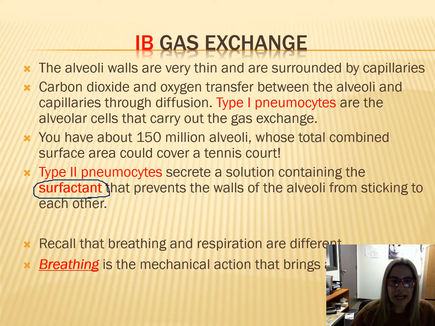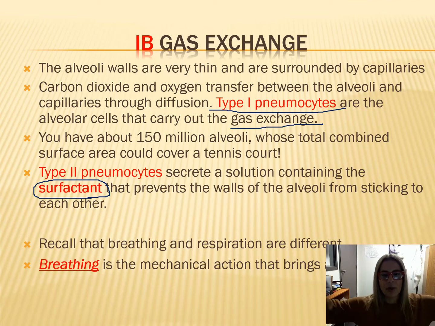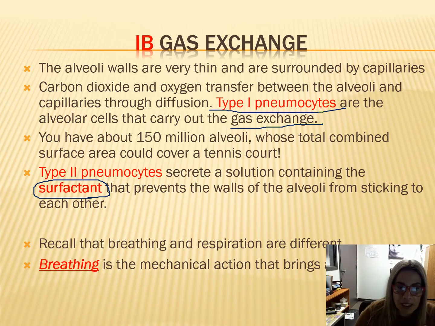As we already said, alveoli are super thin to facilitate that quick gas exchange. Type 1 pneumocytes, again, this is IB, are responsible for gas exchange. And these are the ones that, like I said, if we spread them out, they would cover an entire tennis court. Now, type 2 pneumocytes secrete a very special sort of lubricating substance called surfactant.